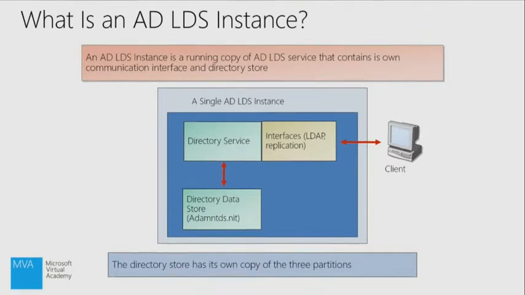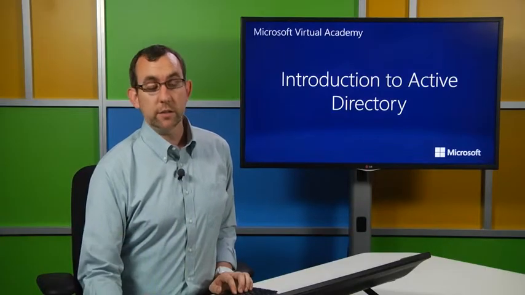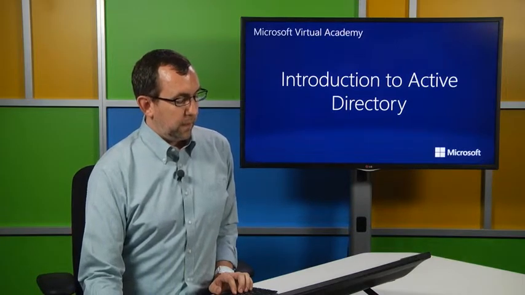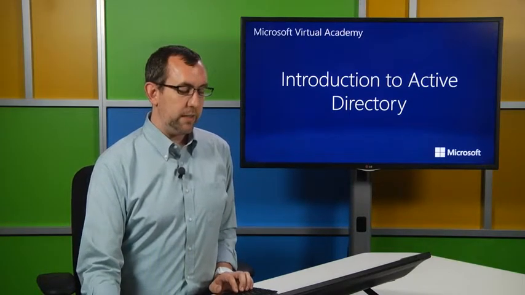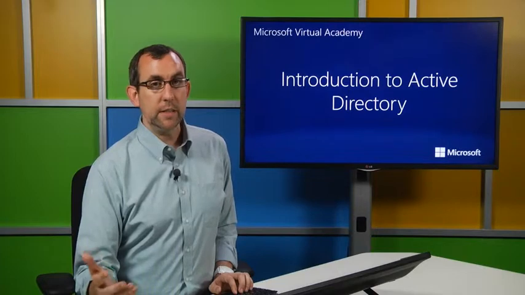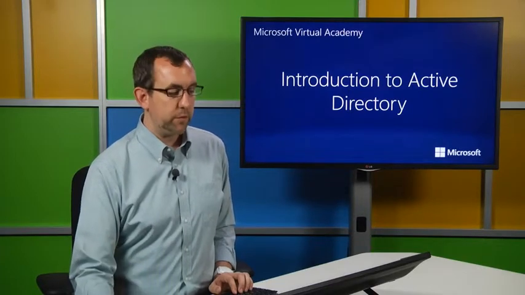You can see the file name right here, adamntds.dit. Again, the internal structure is very similar to Active Directory, but the file name is different and the location is also different. And then it says here, the directory store has its own copy of the 3 partitions. Every instance of ADLDS is going to have those 3 partitions.